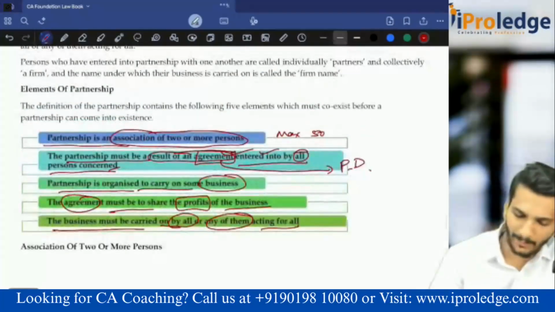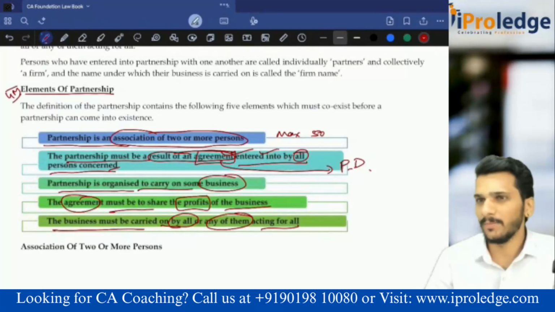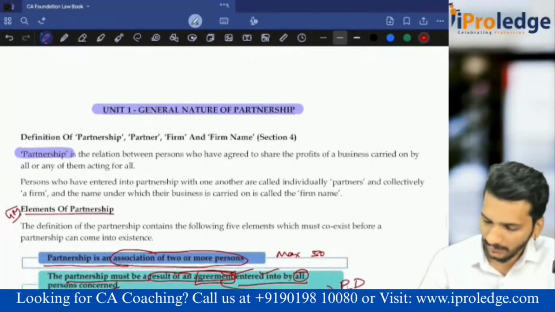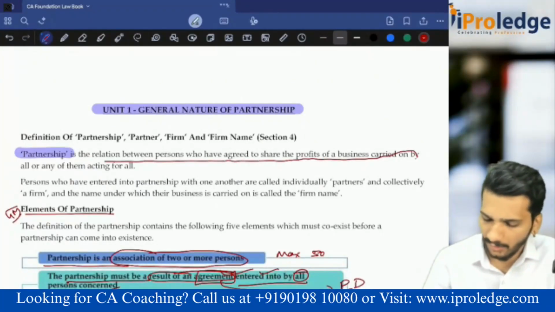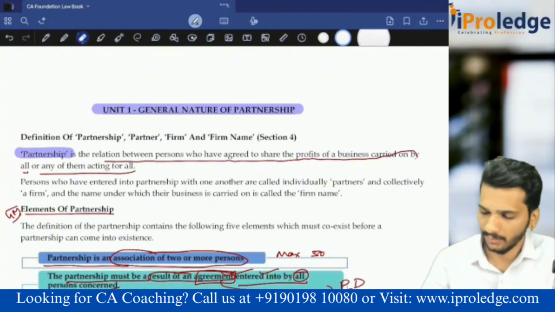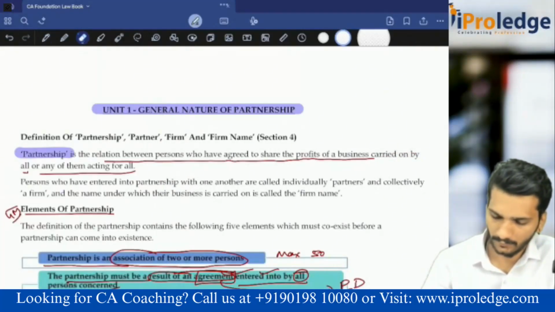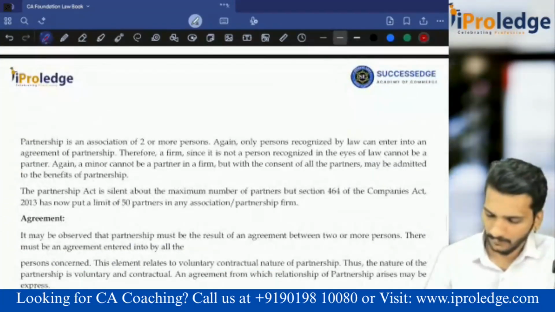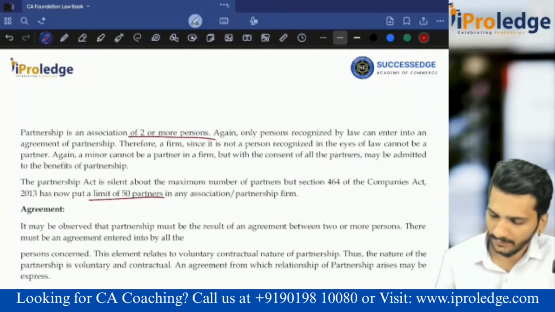These are some elements of partnership form. They can be asked for 4 marks. What is partnership and what are the elements of partnership? Partnership means it is a relation between persons who have agreed to share the profits of a business carried on by all or any one of them acting for all. Minimum is 2 or more persons, maximum is 50.